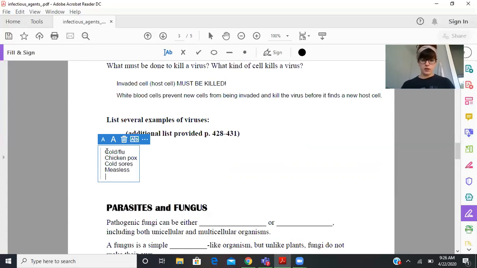The mumps, again, measles and mumps were almost eradicated, but they've actually recently come back. And there was like an outbreak up north, I believe. So you actually get a vaccine for that when you're younger. Warts are a virus. They don't come from touching frogs. That's what I was told when I was little. That's not true. It's actually a virus. And then norovirus, which is a typical.